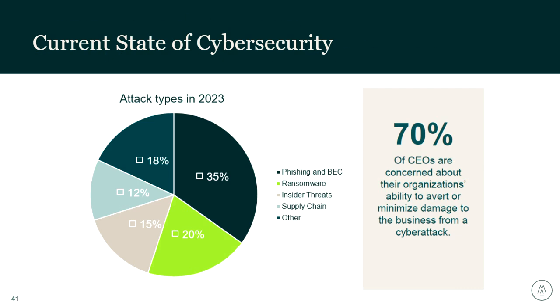The current state of cybersecurity: this is a pie graph of the attack types in 2023. The biggest piece of the pie, 35%, is phishing and BEC, which is business email compromise, followed by ransomware at 20%, insider threats 15%, supply chain issues 12%, and other 18%. I also found this statistic interesting: 70% of CEOs are concerned about their organization's ability to avert or minimize damage to the business from a cyber attack.